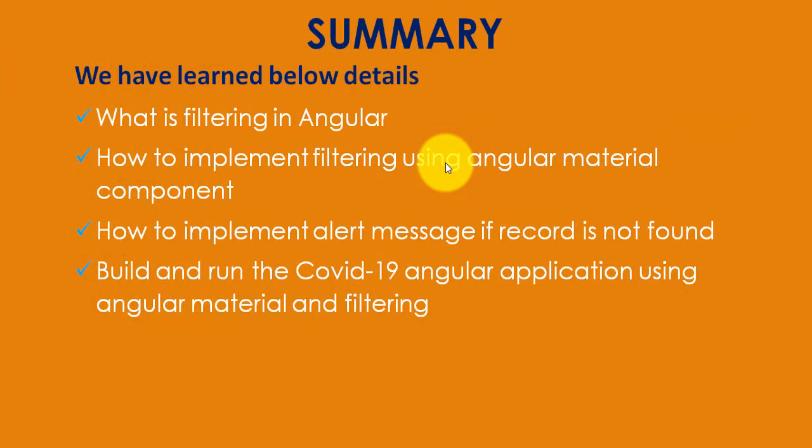And the final part is the summary part. In this session we have learned what filtering is in Angular, how to implement filtering, which files are affected when implementing filtering using an Angular material component, how to implement the alert message if no records are found using the ng-container tag, and how to add CSS for the end user for a better UI. The final one is building and running the COVID-19 Angular application using Angular material, and the filtering we have assigned in this session.